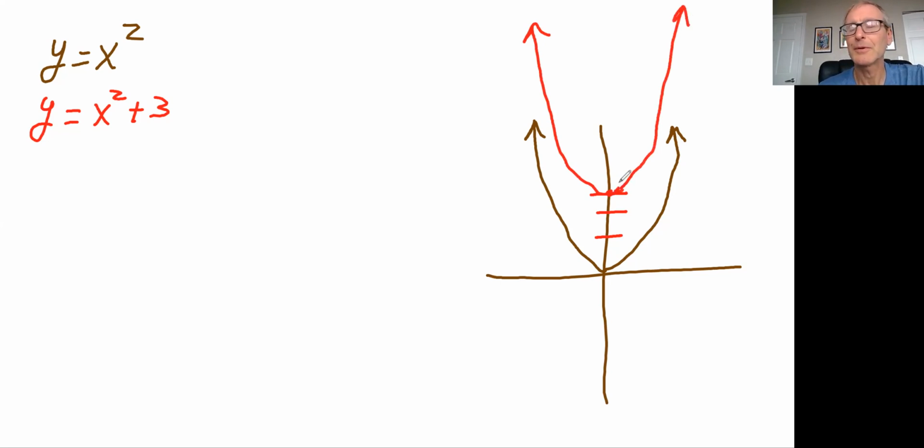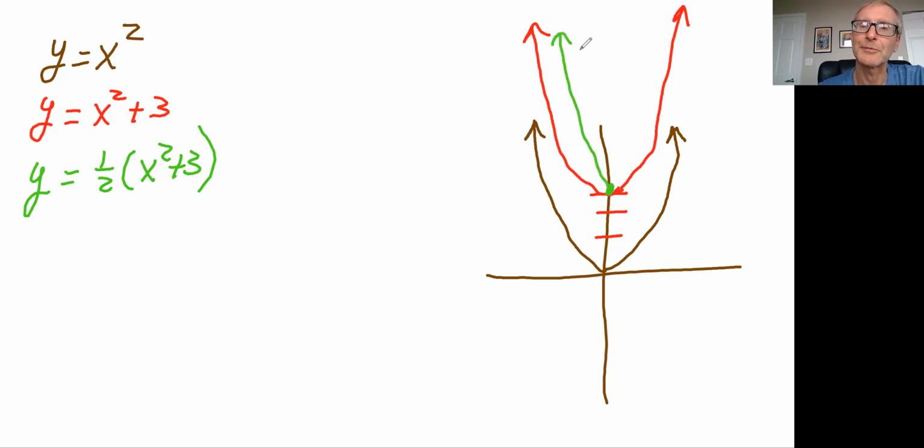Okay, so let's do something else. Let's do a compression. Excuse me. Say we want to do a compression, let's take the red one now and multiply it by 1/2. So what does that do? Well, we still start at the same point, but now we kind of cut it in half.